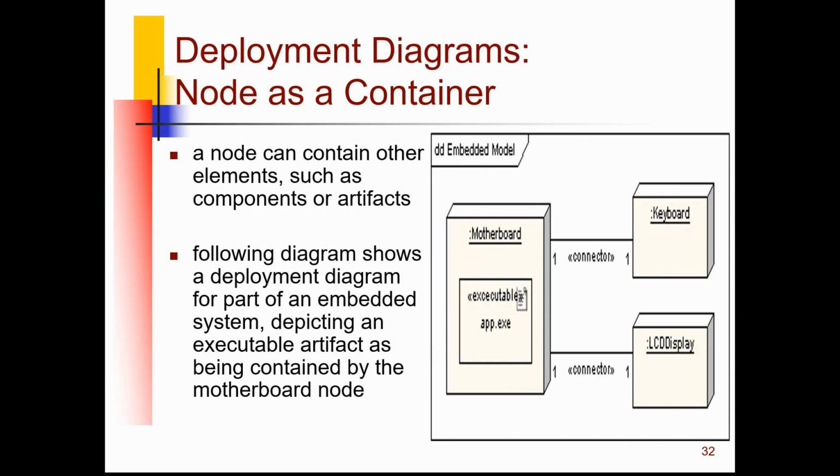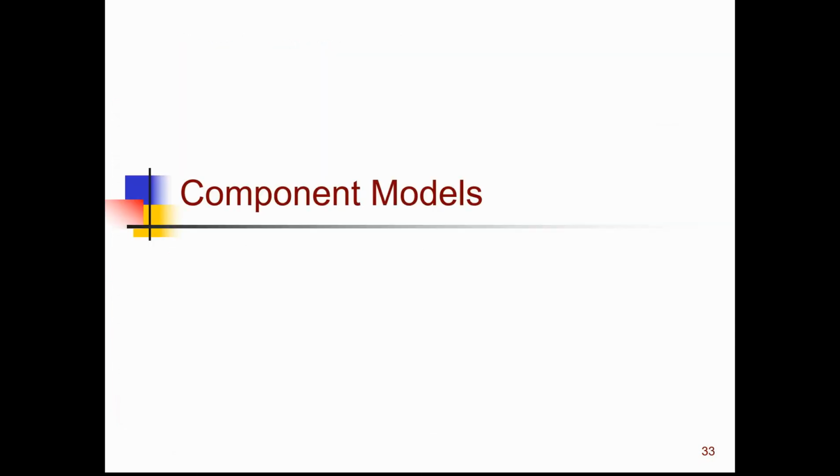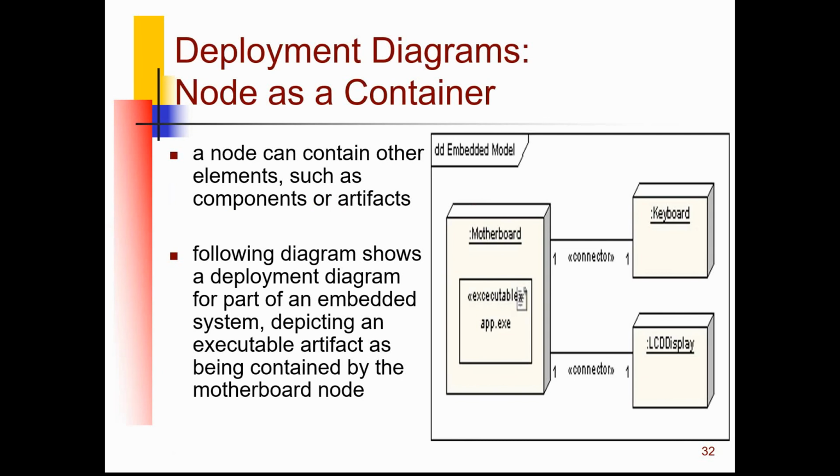Node as a container. So node can contain other elements like a component, artifact, or even other nodes. So think of one hardware may contain other hardware. That's very common. Sometimes the node itself is quite big, so this can be a container. Okay, so this is a deployment diagram, which shows the runtime architecture of the software system.